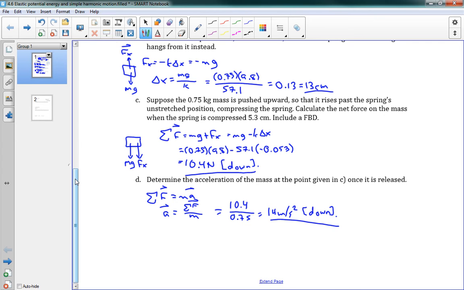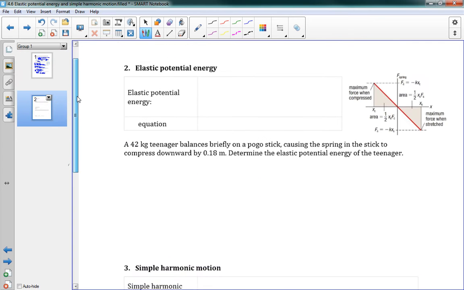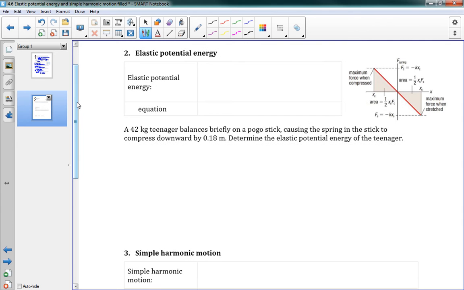So we'll check page number 2, where we're now talking about elastic potential energy. So that was our only problem like that. You'll have some homework problems that look like the same sort of thing. Okay, elastic potential energy. Now we're talking about the energy that's stored in this spring.